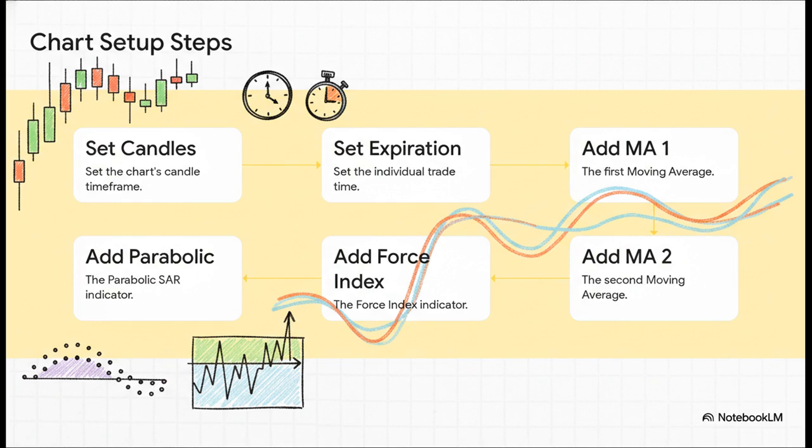First things first, we set the time frames. Then we start adding our tools, the 4 indicators. We've got 2 moving averages for tracking the trend, a parabolic SAR, which helps spot when a trend might be flipping, and a force index to see how much oomph is behind a price move.